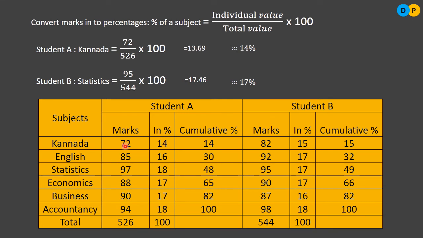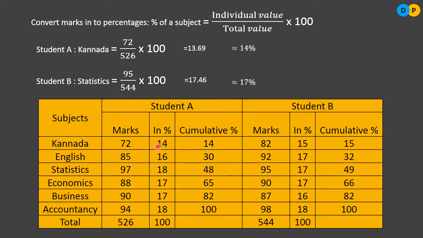So if the student's marks is 72 in Kannada, when we talk about percentage, then it is 14% out of 100. Similarly, for English it is 16%, statistics 18, 17, 17 and 18. So these are the different percentages. If you add all these values, you need to get 100. If you don't get 100 here, then there is a mistake committed.